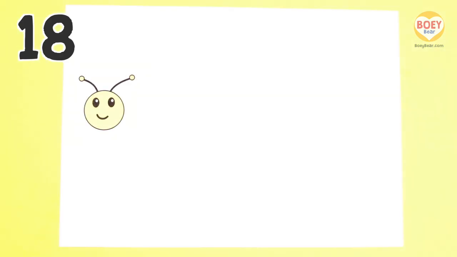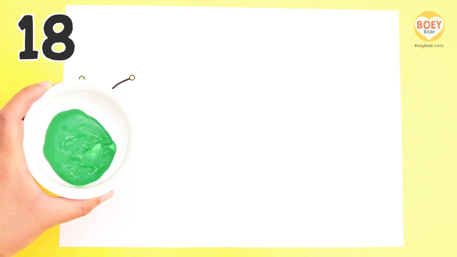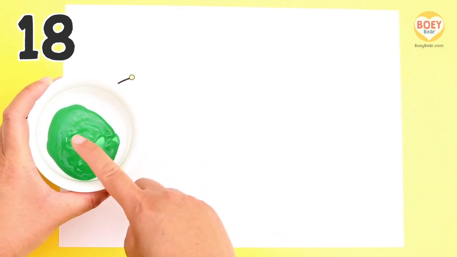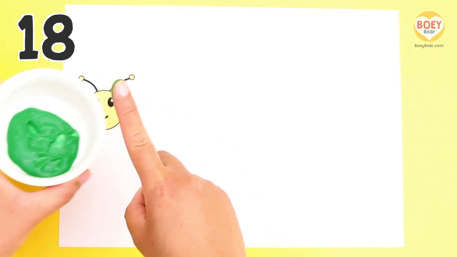What do we have here? It's a smiley caterpillar face. But where is its body? Ah, I know. We're going to paint it in with our finger. We'll make 18 fingerprints to give it a long, wiggly body. Like this.